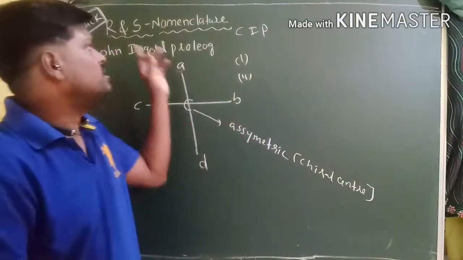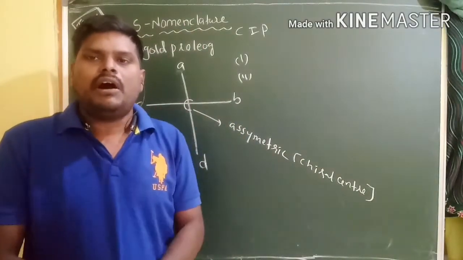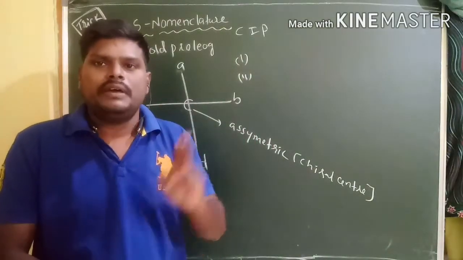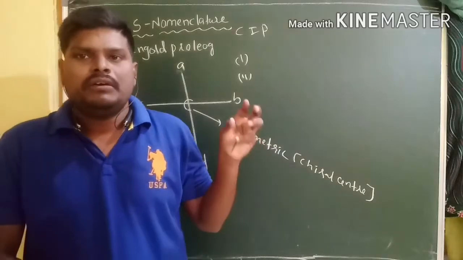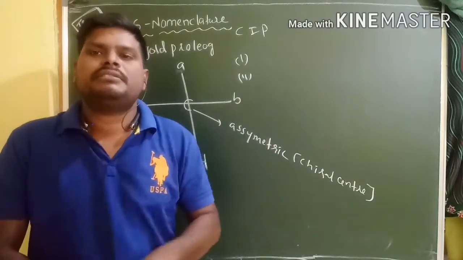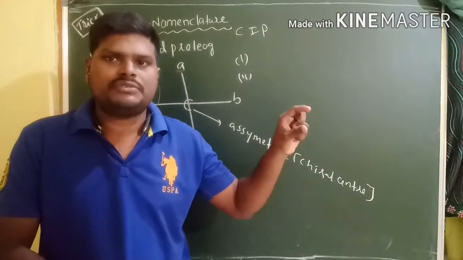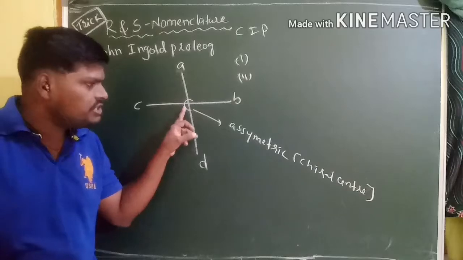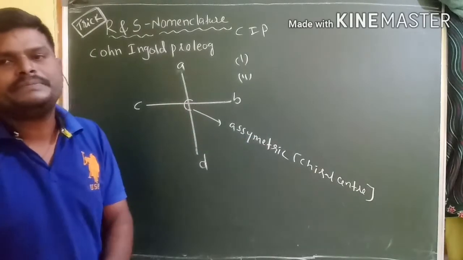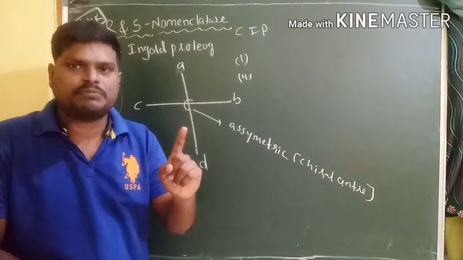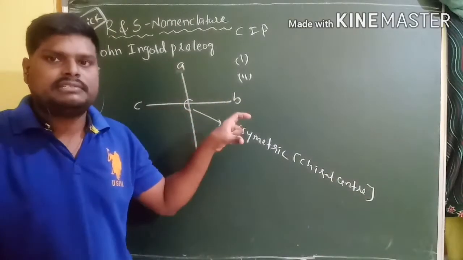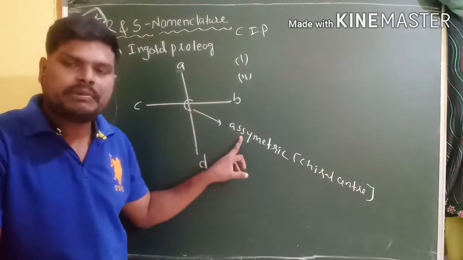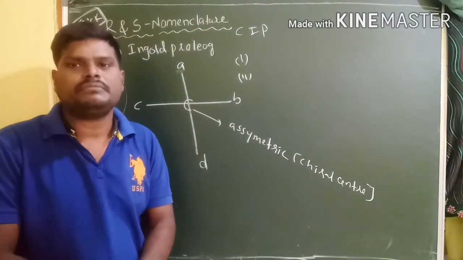Now coming to the topic, RS nomenclature. Here RS nomenclature is understood through two steps. Step one: assign the priorities to the four atoms or groups attached to the chiral center in the usual way. Once again, assign the priorities to the four groups attached to the asymmetric carbon or chiral center.